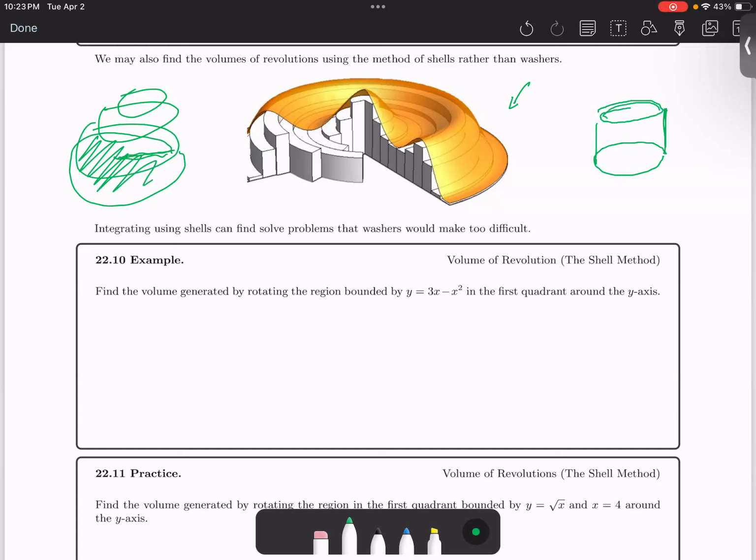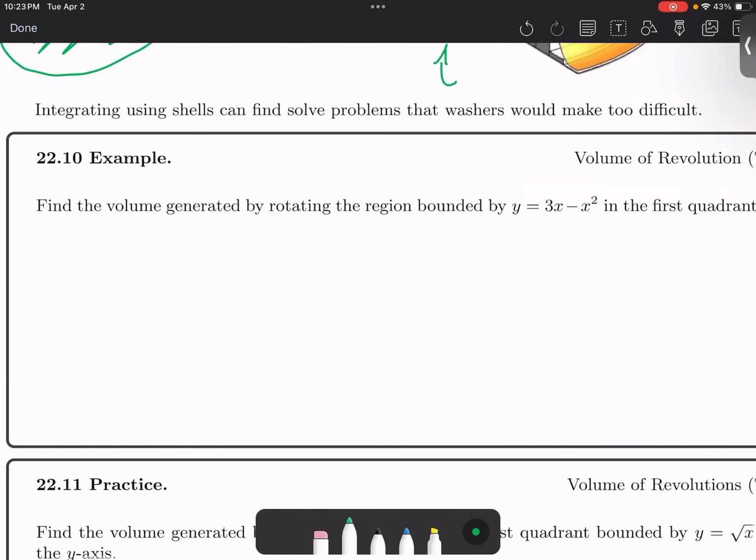And I can calculate the area of that cylinder, and then I can nest those cylinders like this to recover a volume. This example wants us to find the volume generated by rotating the region bounded by y is equal to 3x minus x squared in the first quadrant around the y-axis. So let's draw what's going on here. There's the y-axis, and this is a concave down parabola with zeros at 0 and at 3. So it looks something like this, and we are rotating around the y-axis.